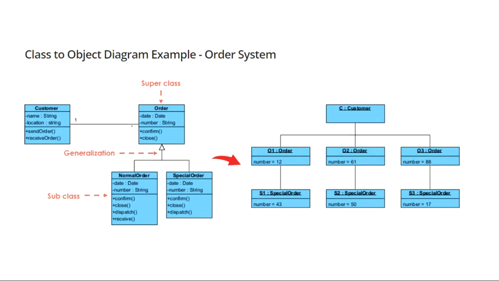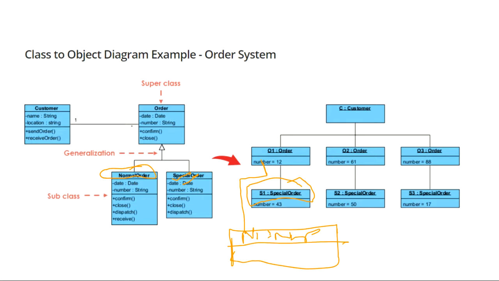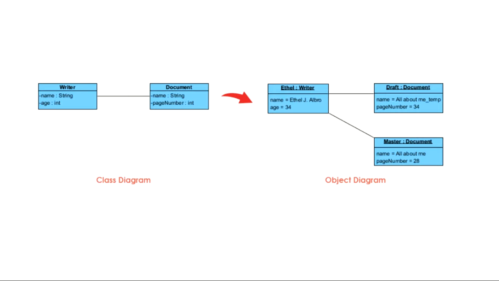Right? Here, only the special order has been shown, but you can also show the normal order. There is no multiplicity. If you want to show it, just show it like this, that I will create the object for the normal order and like this. Clear? Any doubts? Anyone? Any doubts? Okay. Now let's see this example.